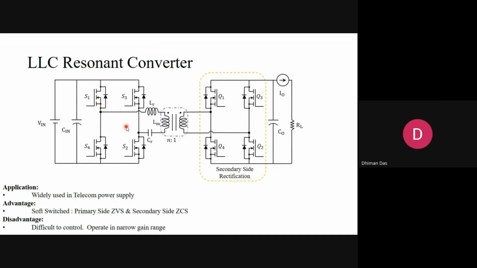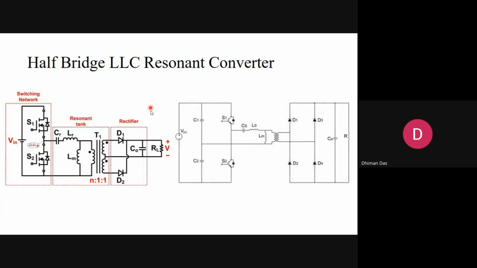So this is widely used in telecom power supply. As we discussed yesterday, the primary side has GVS and the secondary side has GCS. But the problem is that control is difficult because of the gain characteristics of the resonant network.